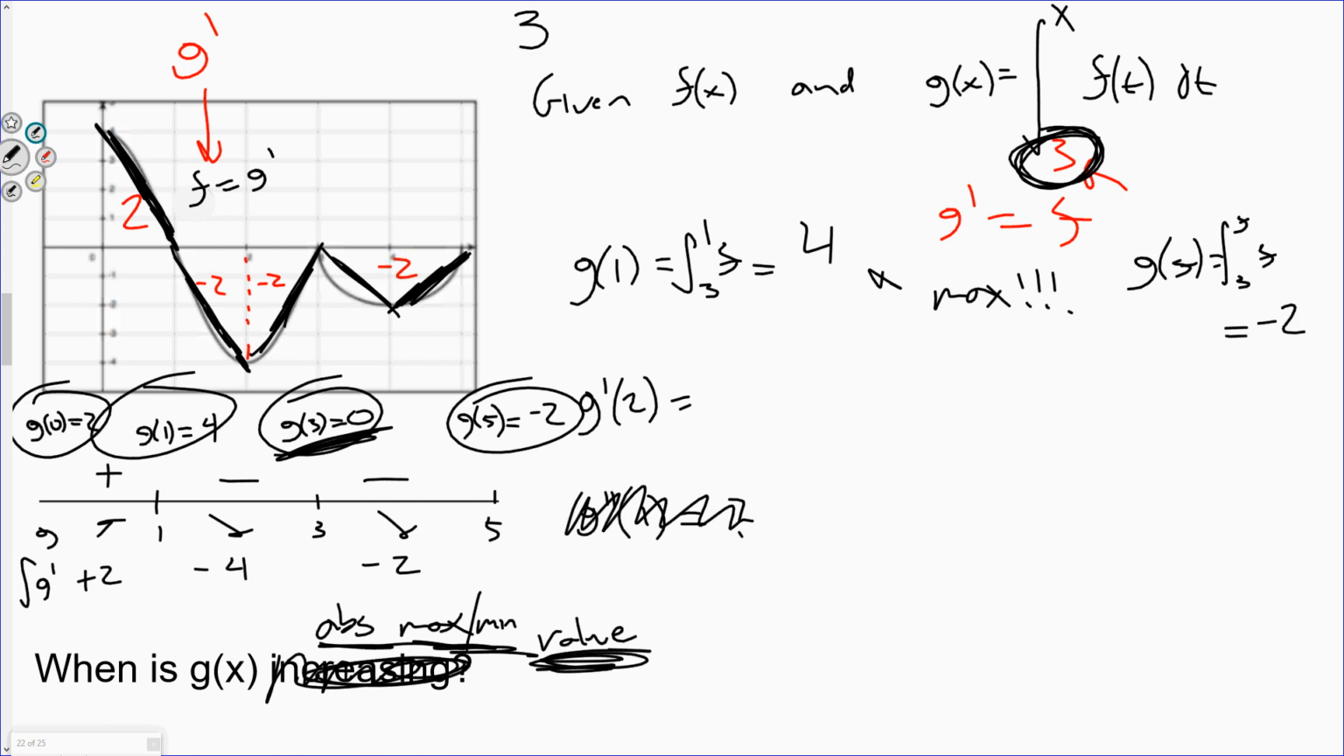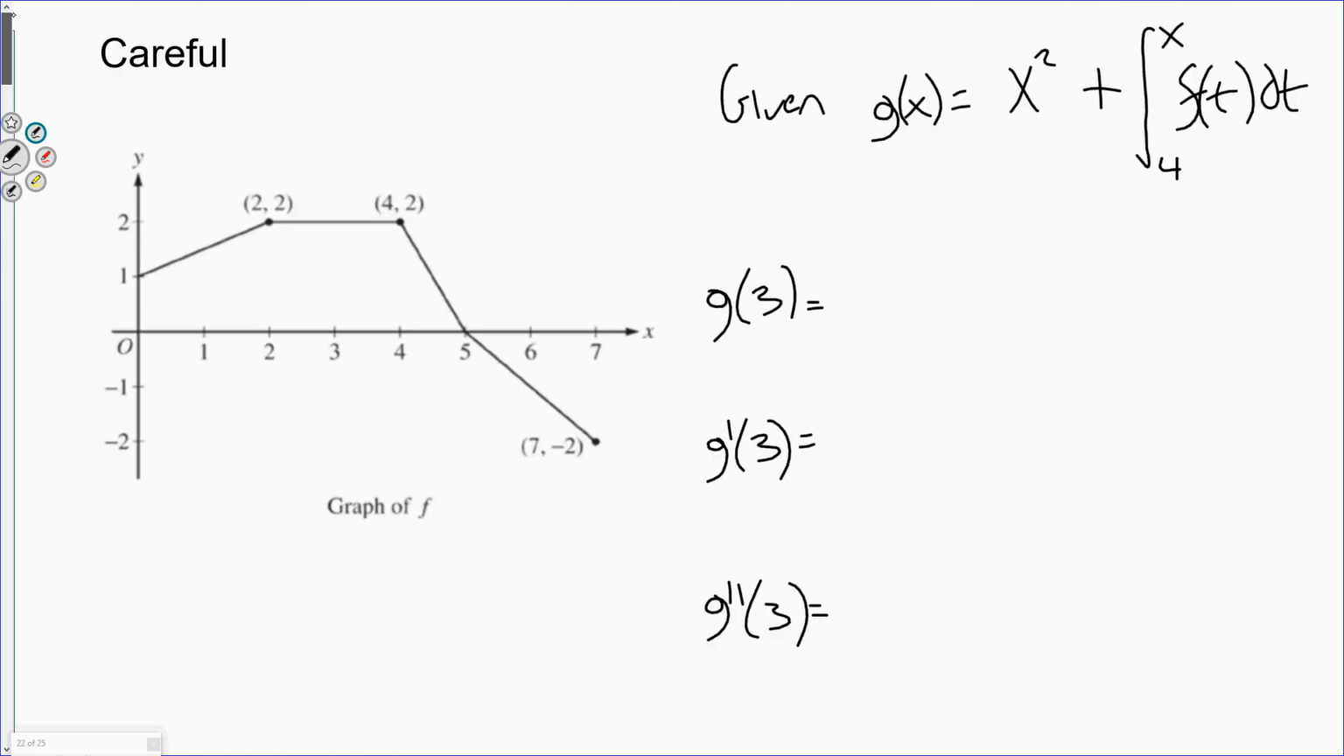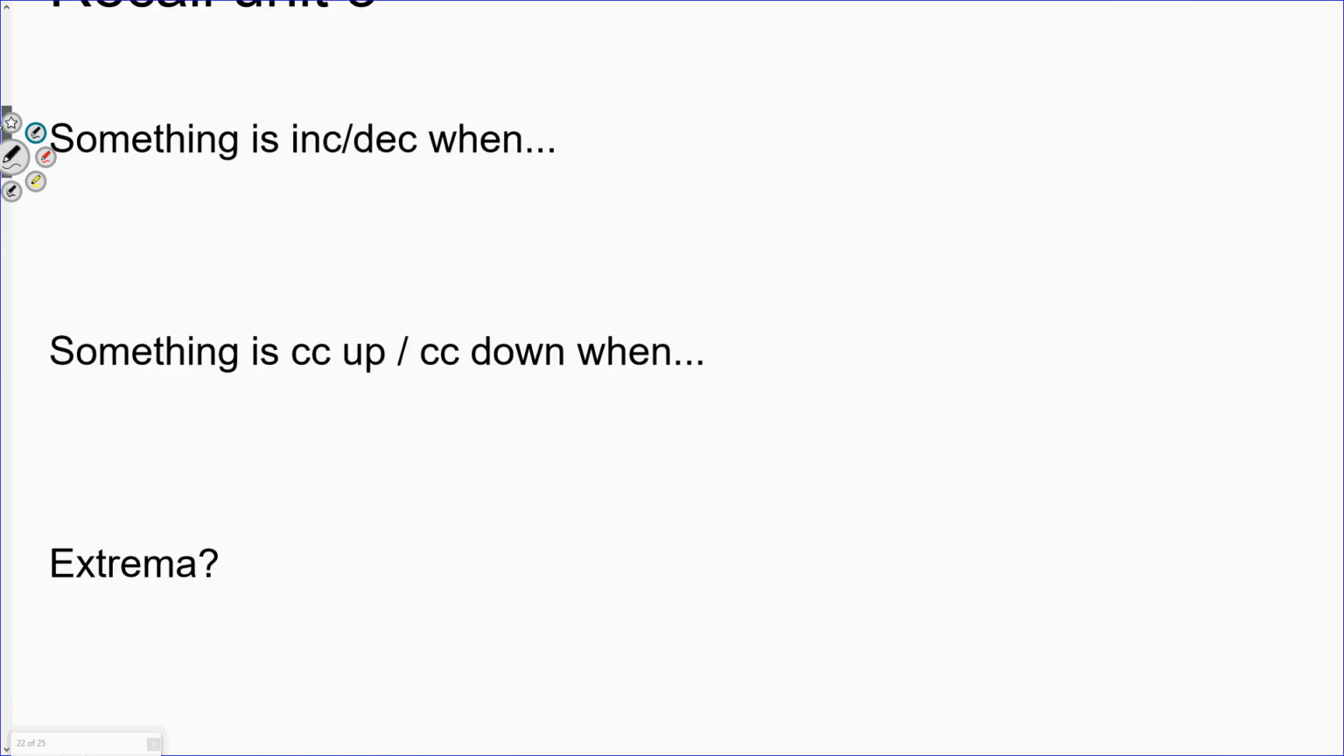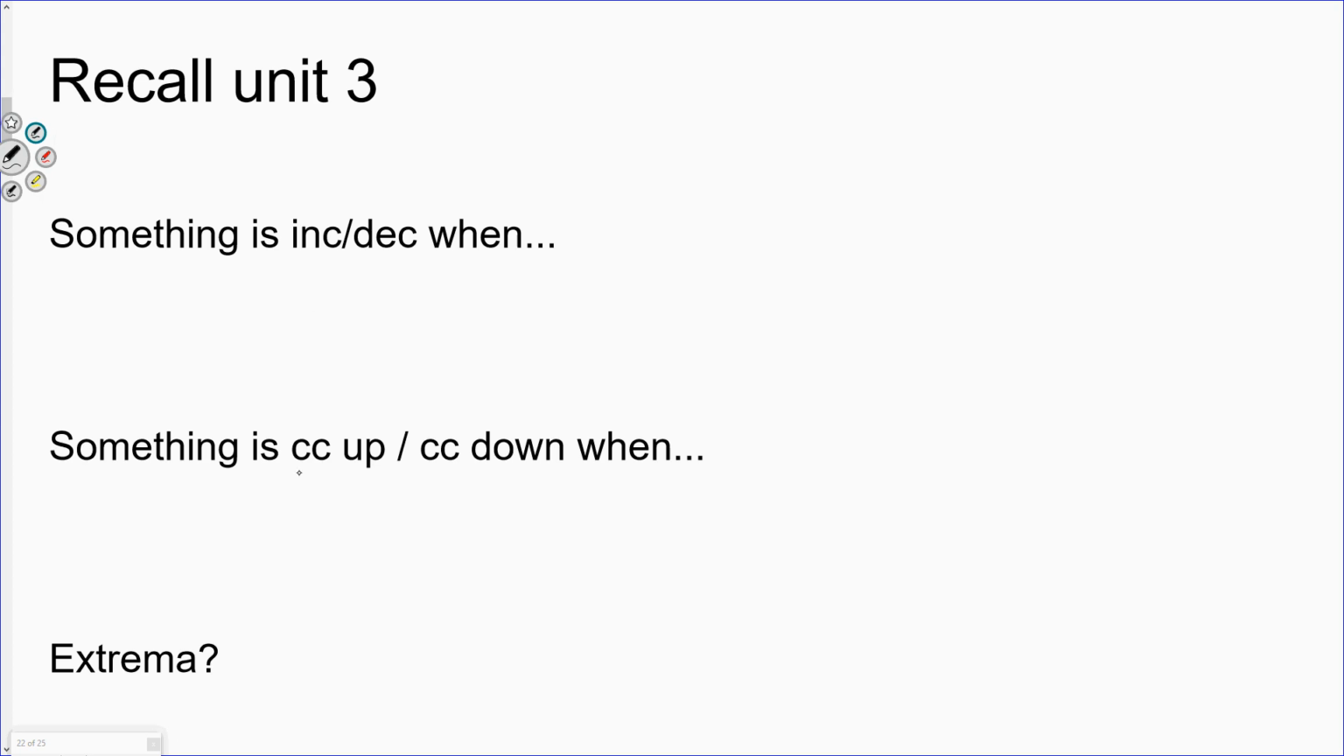What is G prime of 2? Now, here's where some questions are going to come back to us from way back in Unit 3. And where they come from should be like, oh yeah, I remember this stuff. Concavity is going to show back up. Second derivative sign. We are going to see a first derivative sign analysis, which will be F sign analysis.